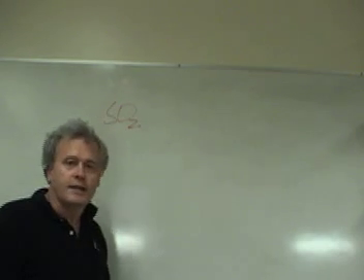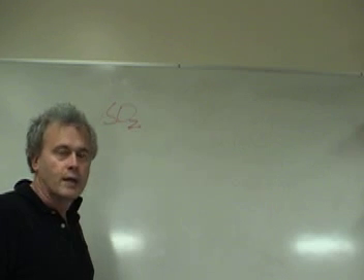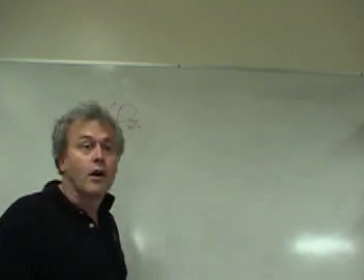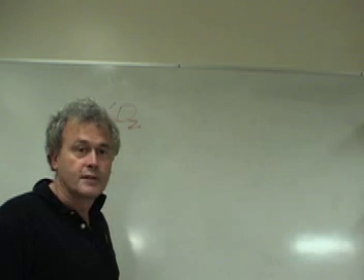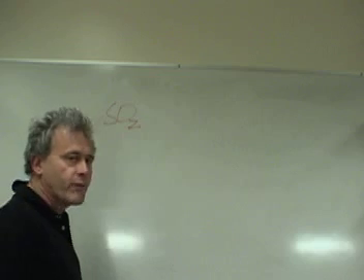Sulfur dioxide is a smelly gas produced typically from pulp mills and other industrial processes, and it's also a toxic gas. Its formula is SO2. I'm going to draw the Lewis electron dot diagram for this.